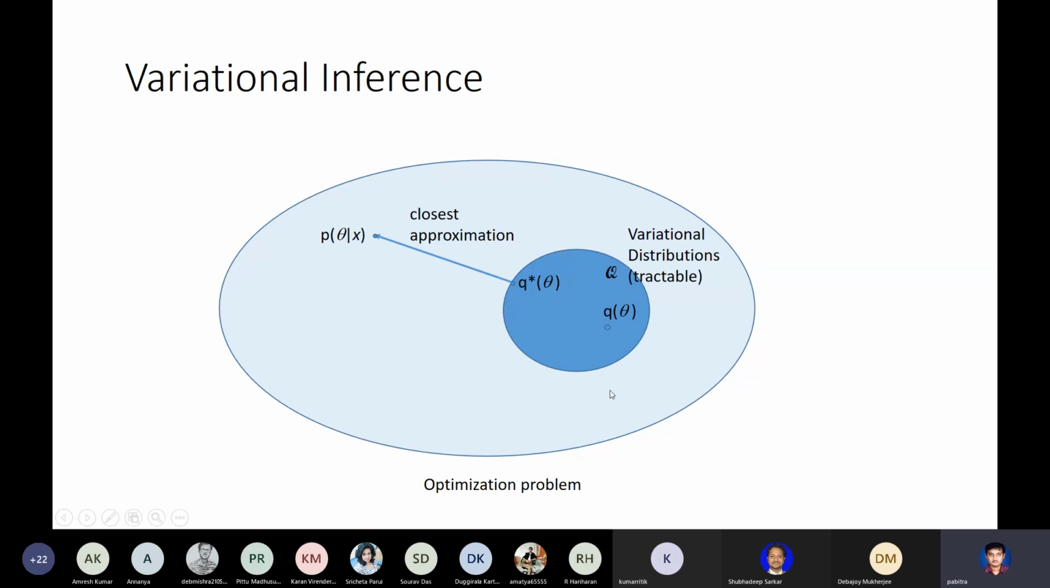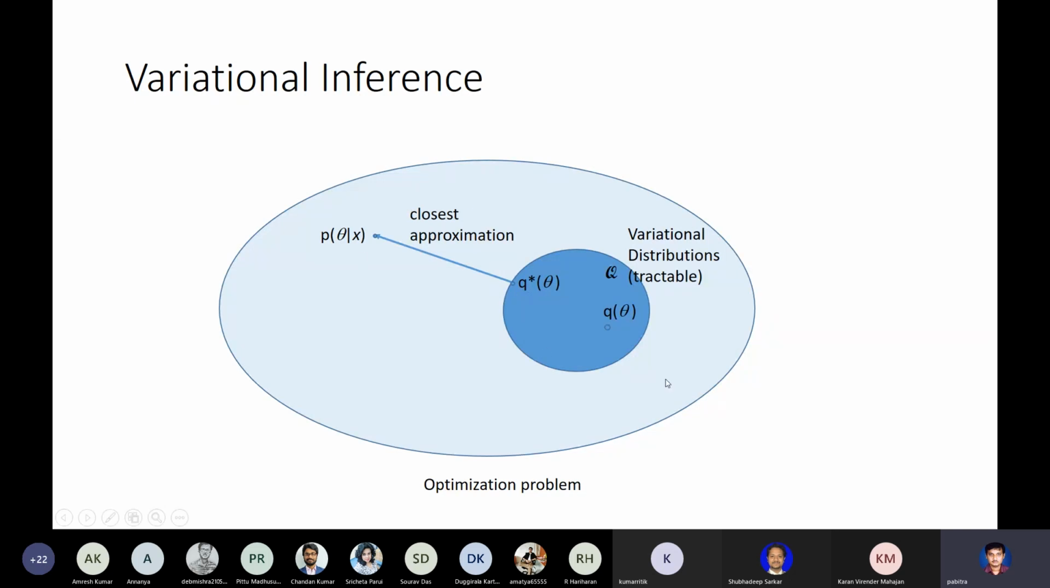Okay. So now the approximation problem is basically an optimization problem. The best approximation of p theta given x in terms of Q is nothing but the closest point in this set Q, call it Q star theta, to p theta given x, the posterior. So my optimization problem is you vary Q till you get Q star, which is closest to P, the posterior. And instead of computing P theta given x, we will compute Q star theta and use that. If it is a good approximation, that will not create a lot of problems.